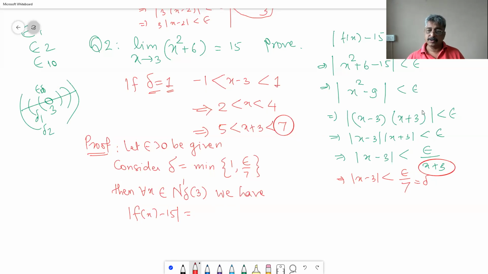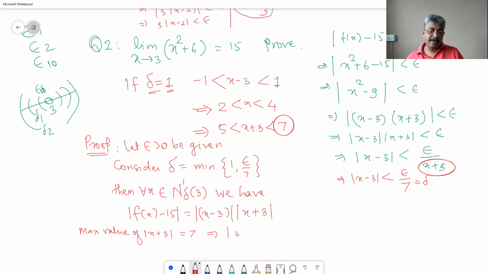up to this, it is easy. This is equal to absolute value of x minus 3 into value of x plus 3. Is that right? And then you say that maximum value of x plus 3 is equal to 7. Therefore, this absolute value of x minus 3 is less than epsilon by 7.